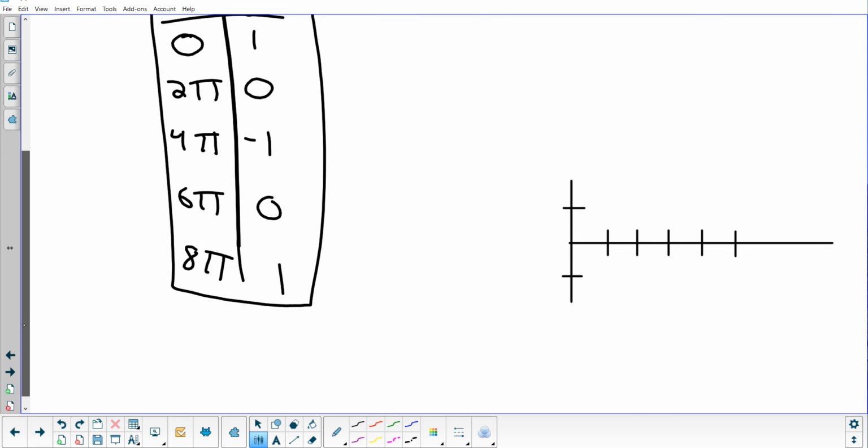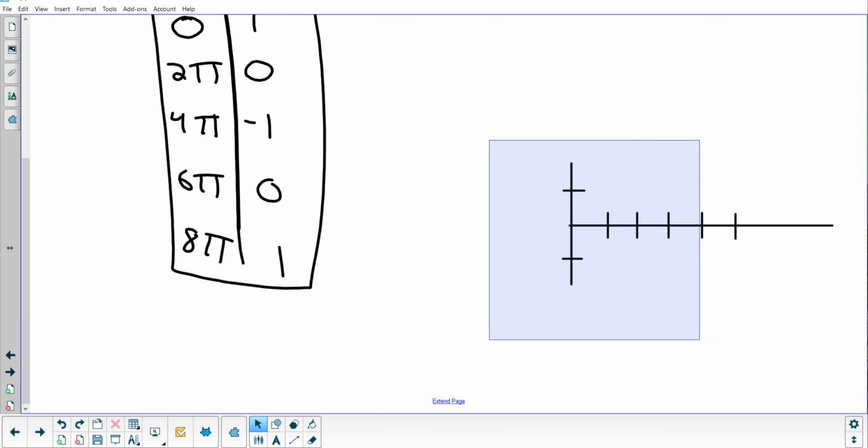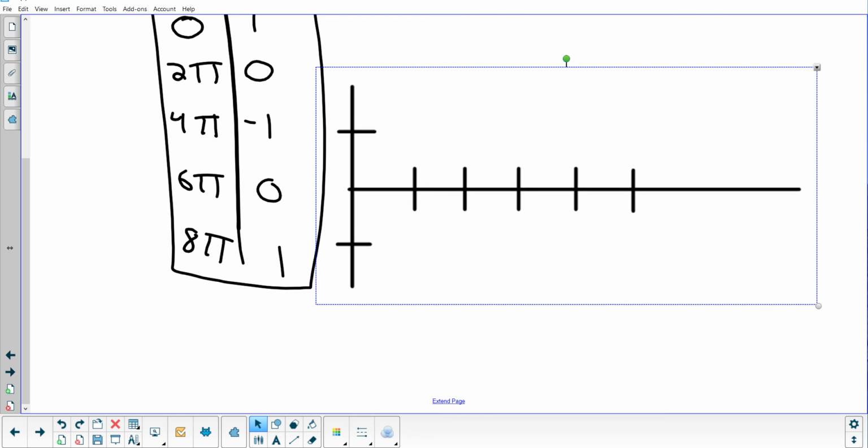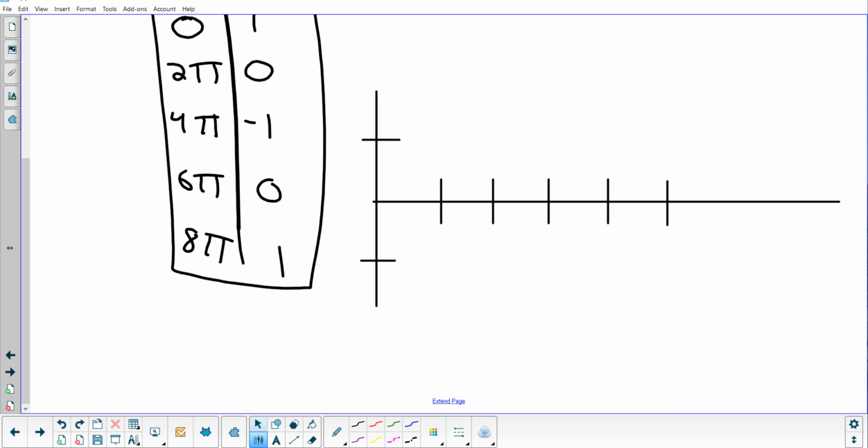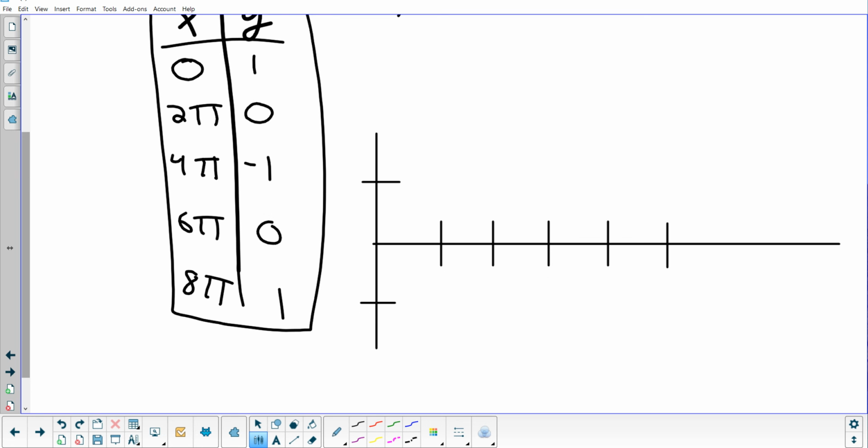All right. So let's set up our graph. Let's make this so you can see it a little better. Okay. The highest y value is 1, lowest is negative 1, and these are all equally spaced. So you use them as your labels: 0, 2 pi, 4 pi, 6 pi, 8 pi. All right, so 0, 1. 2 pi, we're at 0. 4 pi, you're at negative 1. 6 pi, 0. And 8 pi, back to 1.